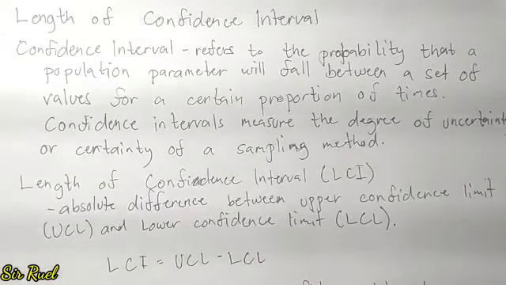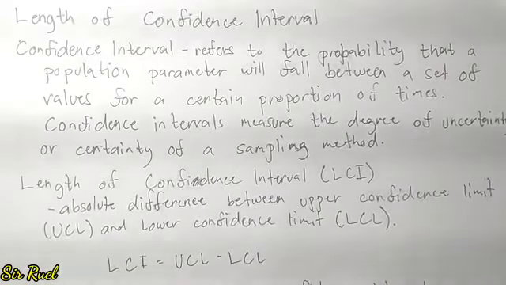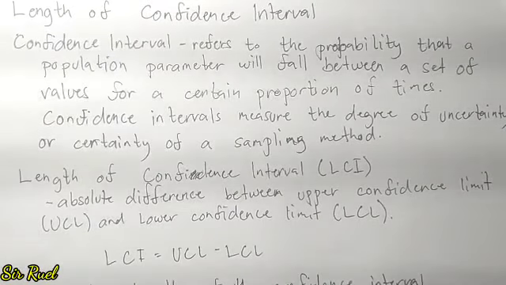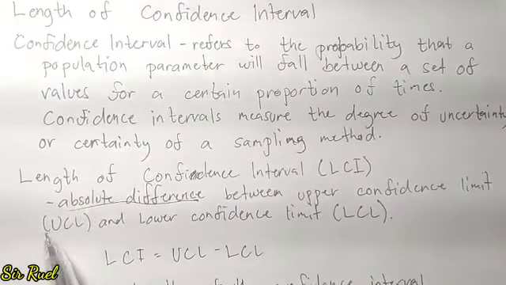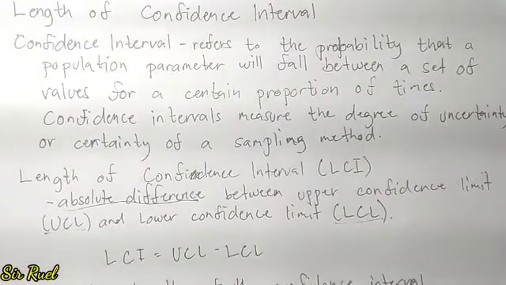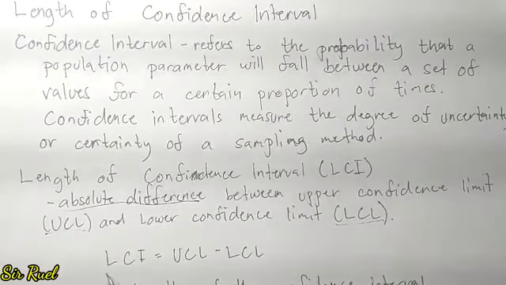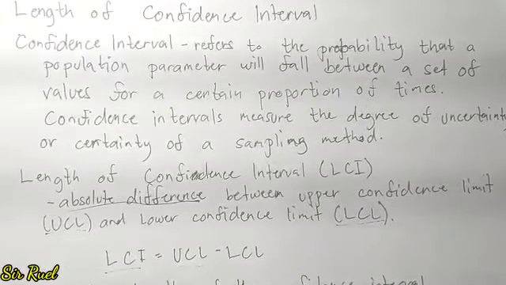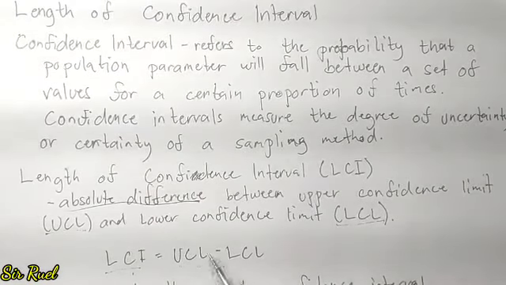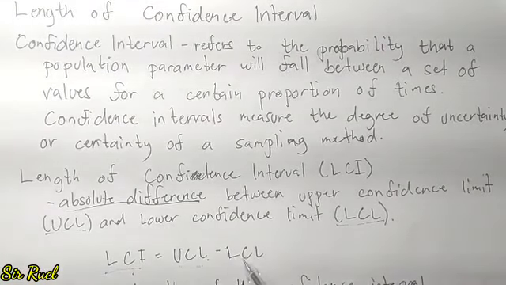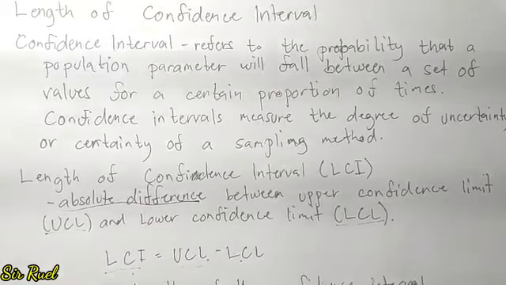So what is length of confidence interval or LCI? The length of confidence interval is the absolute difference between upper confidence limit and the lower confidence limit. So that's why we have this formula: LCI equals UCL minus LCL. Okay? So LCI is the length of confidence interval, UCL is the upper confidence limit and the LCL is the lower confidence limit.